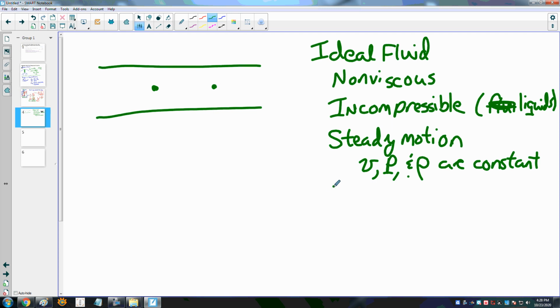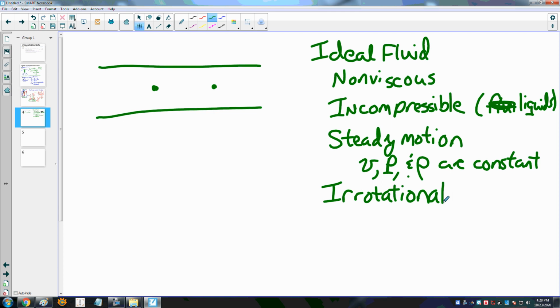And then finally, irrotational. I don't mean to be crass, but your toilet is a great example of a fluid that is not irrotational. It rotates a lot, actually. So we're assuming that the fluid is moving in a straight line.